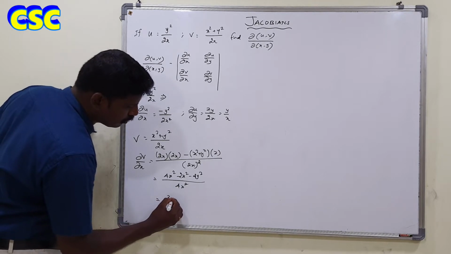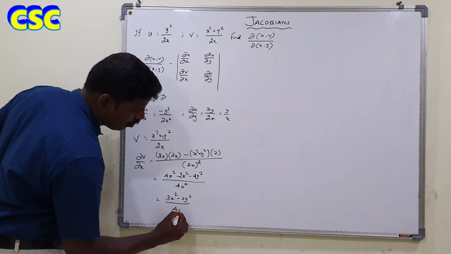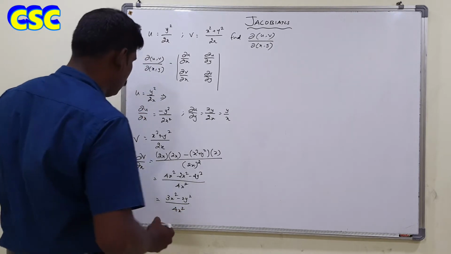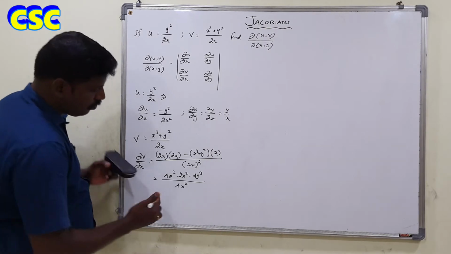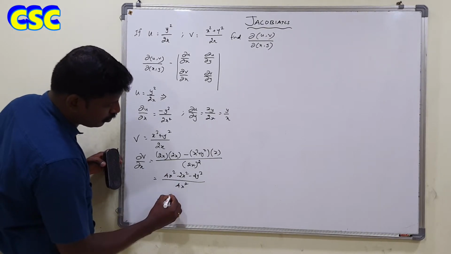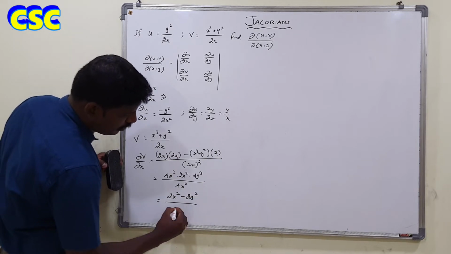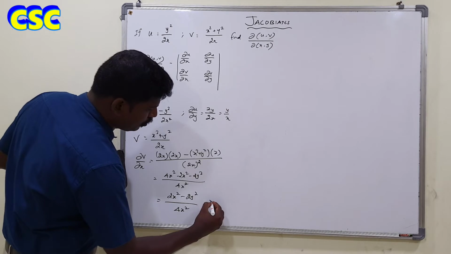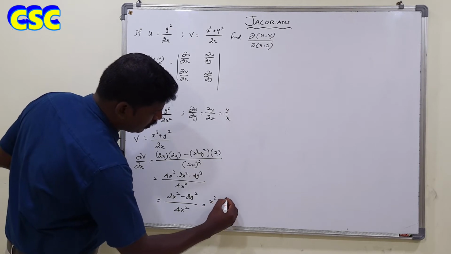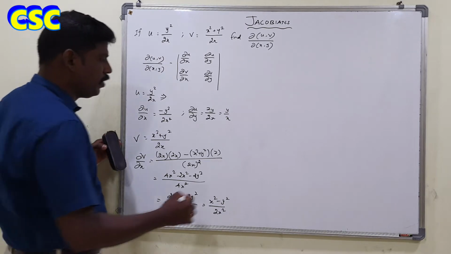That is equal to what? So (3x² minus 2y²) by 4x². Sorry, what is this value? 4x² minus 2x² is 2x², minus 2y², by 4x², isn't it? Right? We can cancel by 2, we can divide it by 2, so (x² minus y²) by 2x². This is the value of ∂v/∂x.